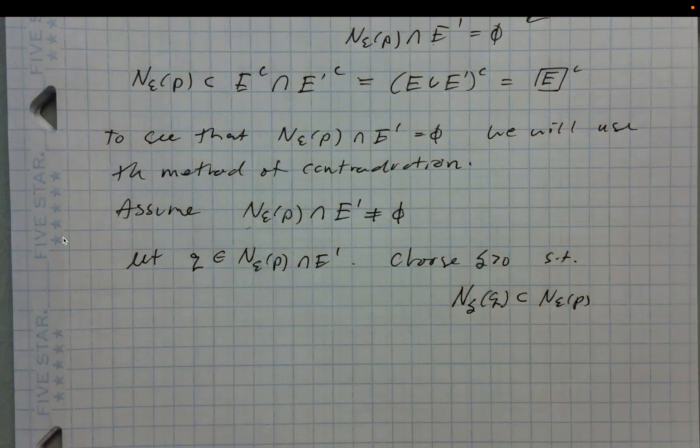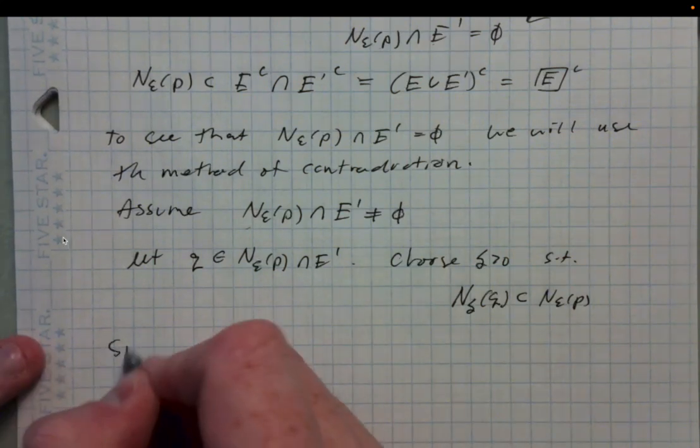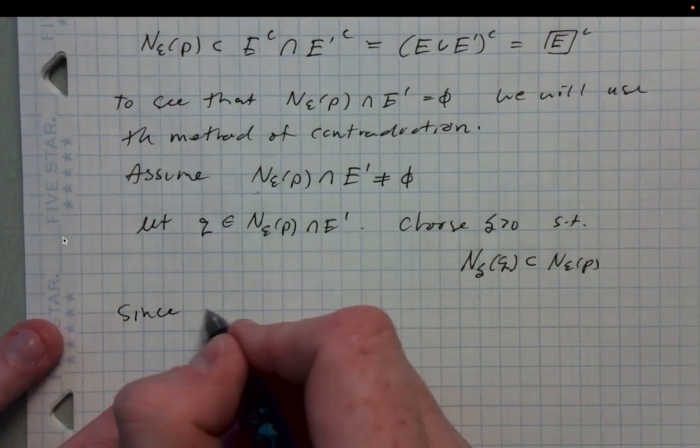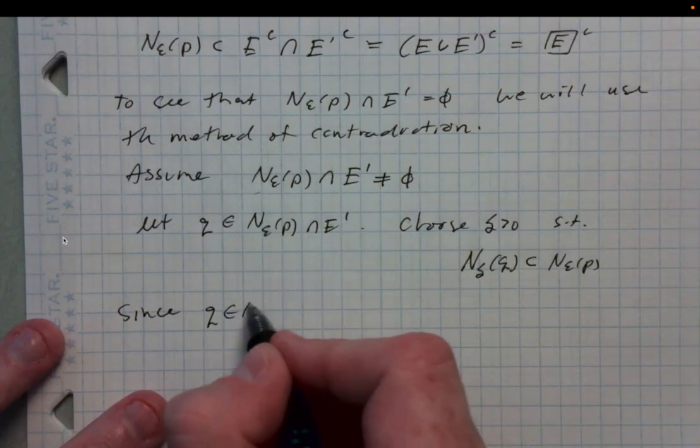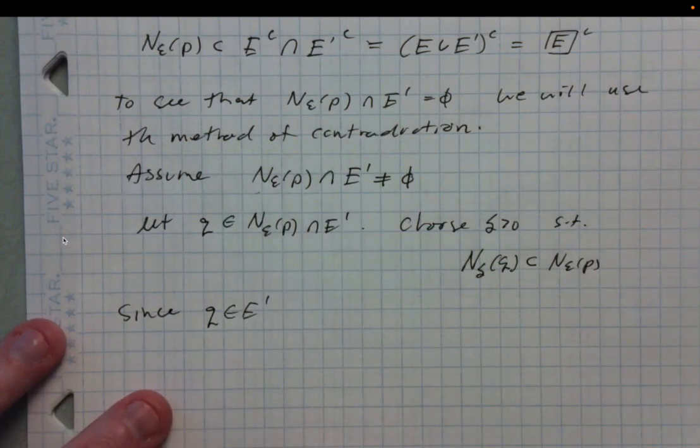Okay. So since Q is in E prime, right, by assumption, Q is a limit point of E.